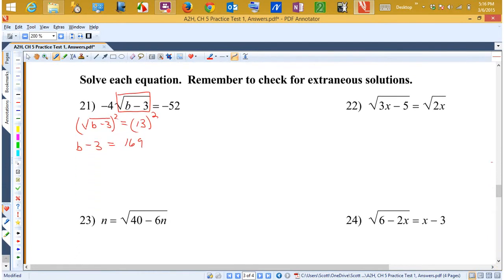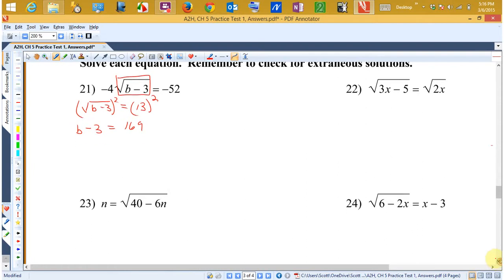Okay, so let's go ahead and work these out. Now what I have here is a radical, a square root, and I need to isolate that radical. So I'm going to divide both sides by -4, and that's going to get me 13, since 52 divided by 4 would be 13. Now I'm going to square both sides. So I have the square root of b minus 3, squared, is equal to 13 squared. That would give me b minus 3 is equal to 169.